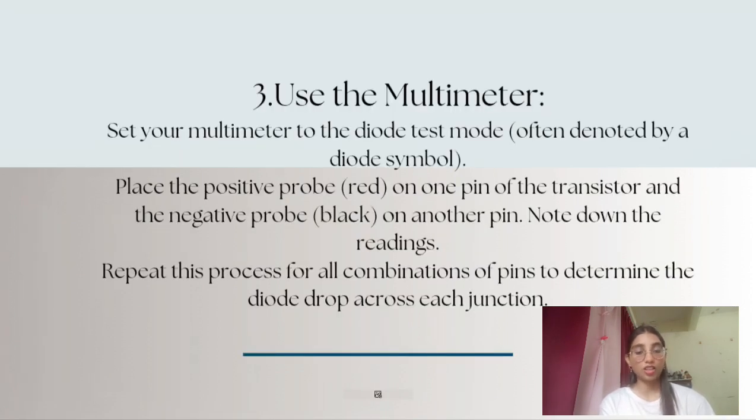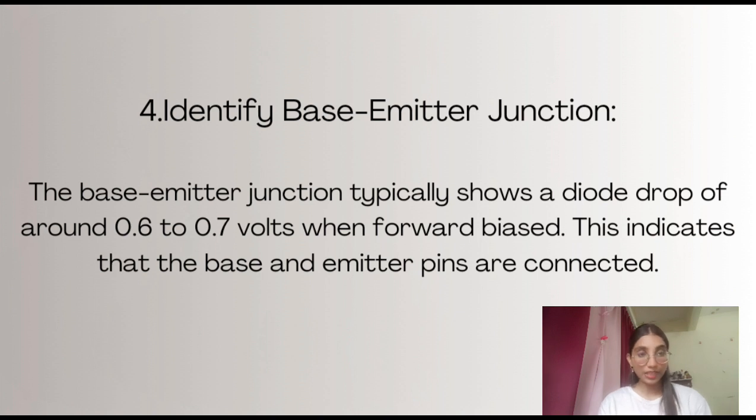Next is to use the multimeter. So we have to set the multimeter to the diode test mode, which is often labeled as a diode symbol, and then we place the positive probe, which is the red wire, on one pin of the transistor, and the negative one, the black pin, on another pin, and then we have to note down the readings. So we have to repeat this process for all combinations of the pins to determine the diode drop across each junction.